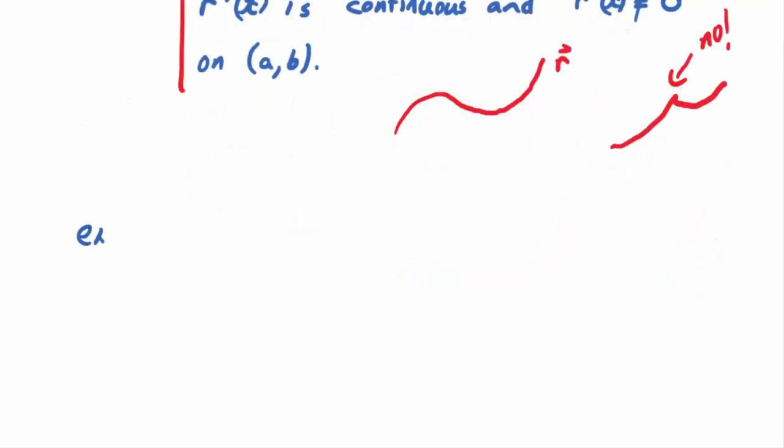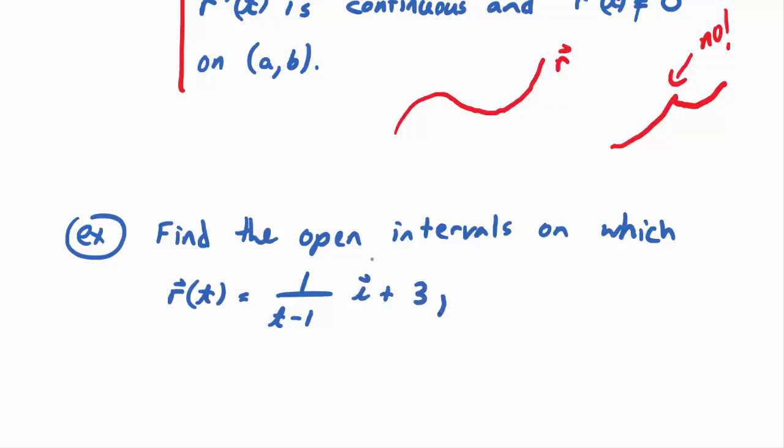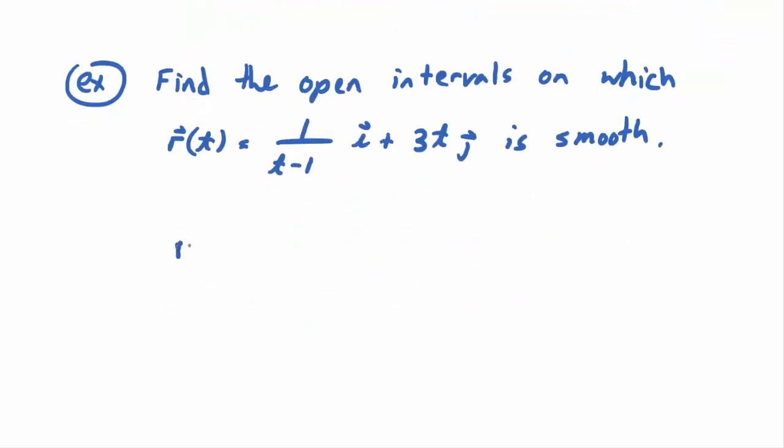If you wanted, for example, to find the open intervals on which r of t, which equals 1 over t minus 1, i plus 3tj, if you want to find the open intervals on which this vector valued function is smooth, all we have to do is take the derivative and act appropriately according to the definition. So, okay, let's find r prime of t.